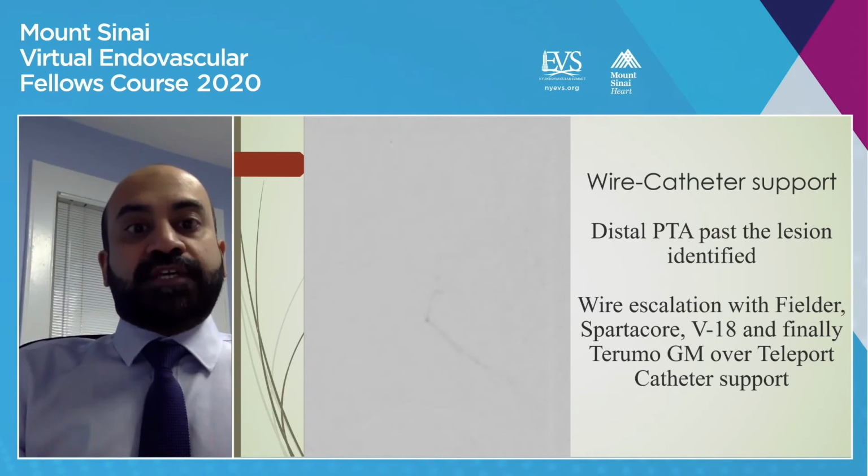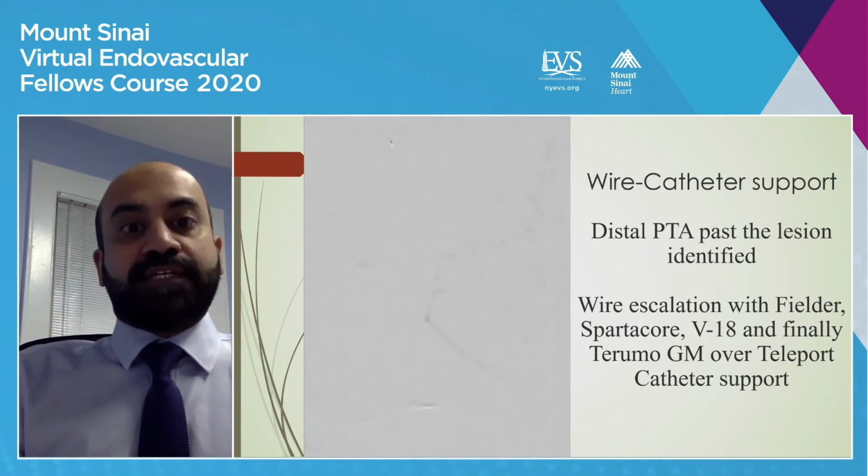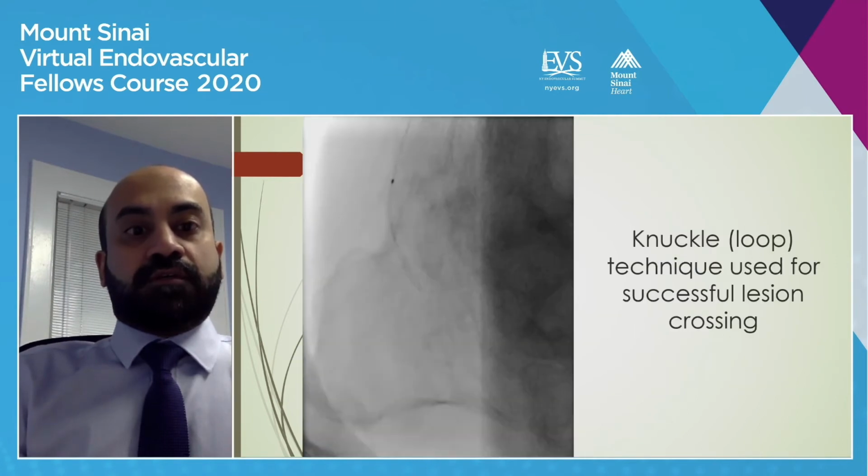For this procedure, we used a simple wire catheter technique. The distal posterior tibial artery was identified, and using the wire catheter technique, as I mentioned earlier, we used multiple wire escalations from Fielder, Spartacore, V18, and finally Tuomo. Here, we use a knuckle loop technique using the same wire with the use of a support catheter. As you can see, we were able to subsequently cross the lesion successfully using this technique.